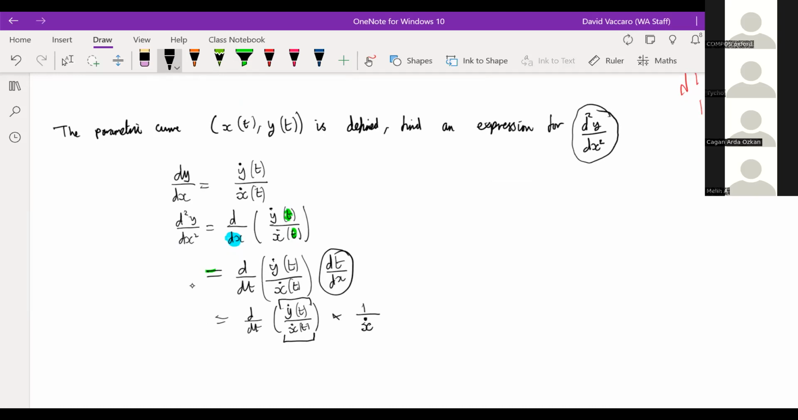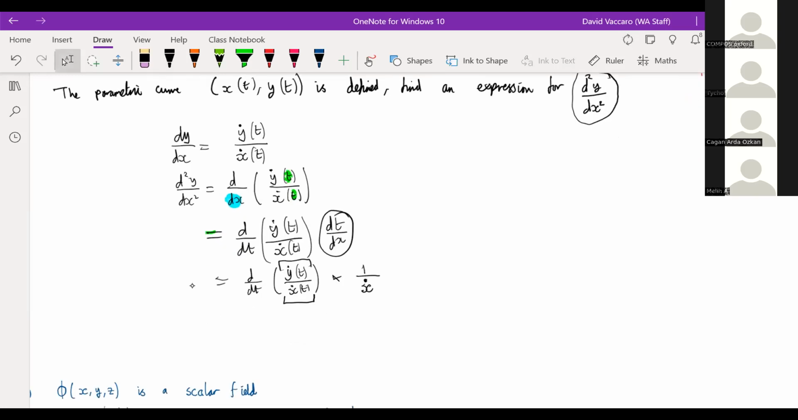Well, the clue is that it's a fraction. So we would do the denominator, which is x dot t, multiplied by the derivative of the numerator, so we get y double dot t. Then the other way round, x double dot t, and then over the denominator squared, so we get x dot t squared, and then we've got another x dot, so it's over x dot t cubed. Okay.